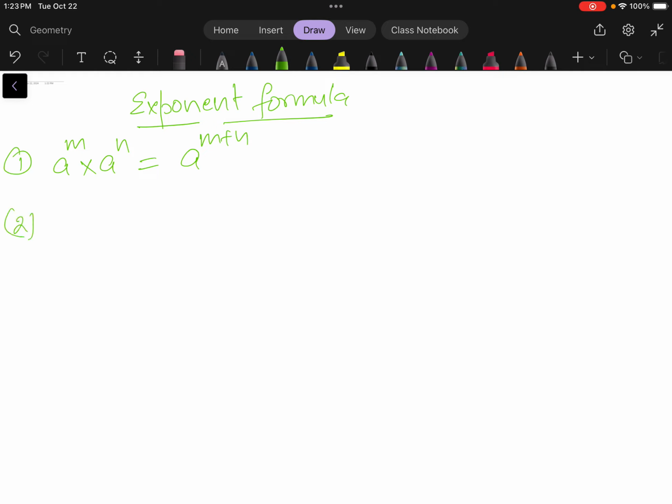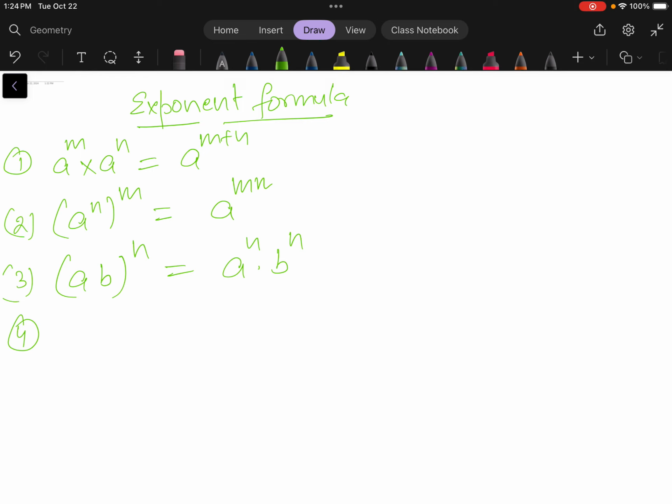The second formula that we are going to discuss is, if anybody writes a to the power n, the whole to the power m, this is equal to a to the power m into n. Okay, the third formula is, if I have written (ab) to the power n, we can write it like a to the power n into b to the power n. Another, fourth formula that we are going to discuss, a to the power minus n is equal to 1 upon a to the power n. So we'll move to the next one.